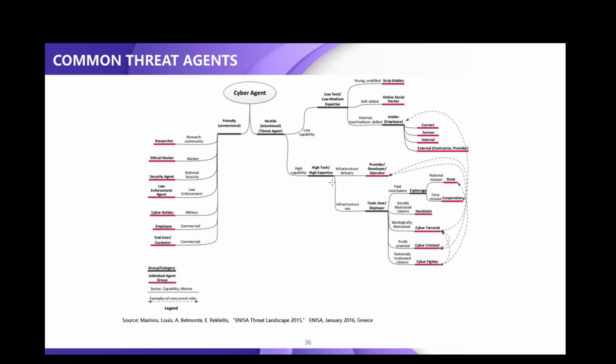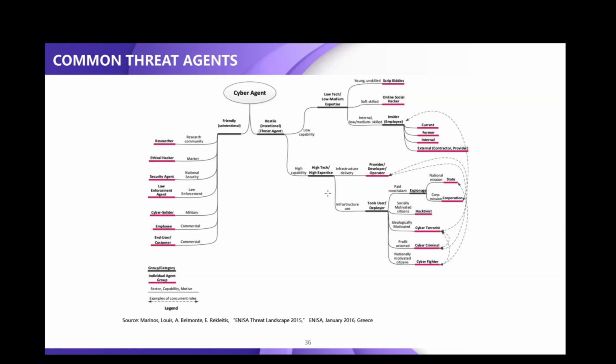Then we have the high skill, the high capability. This set of people have sophistication. Just a quick question: we talked about the script kiddies, online social hackers, then the insider. That means those are the ones that will be working inside and giving information out, right? Sure.